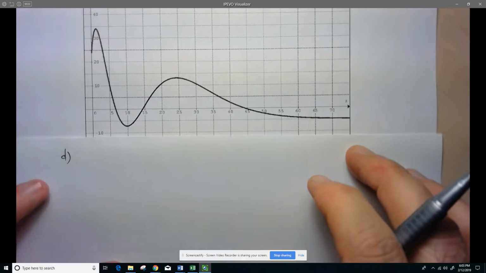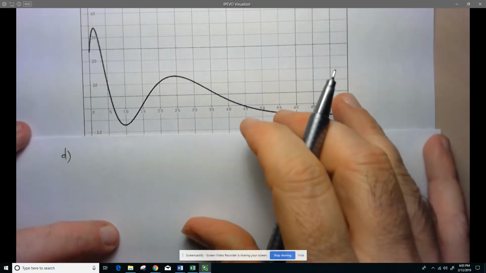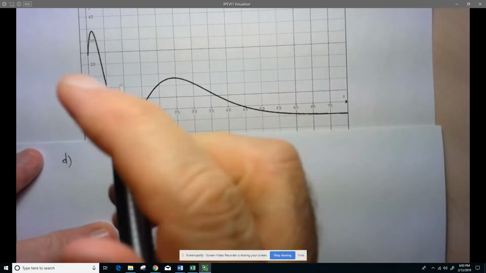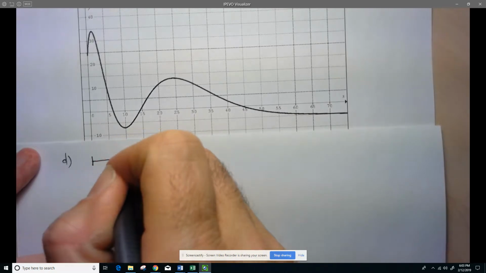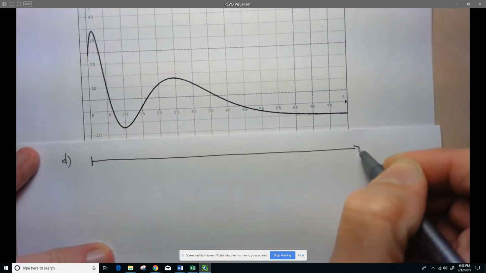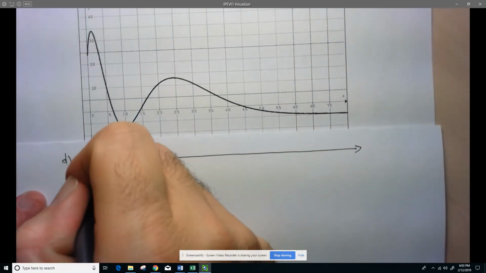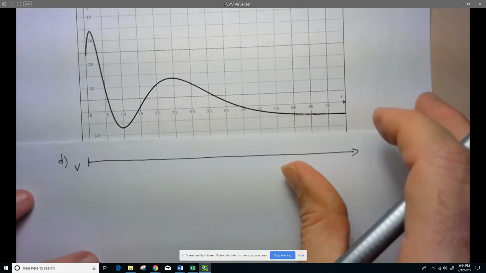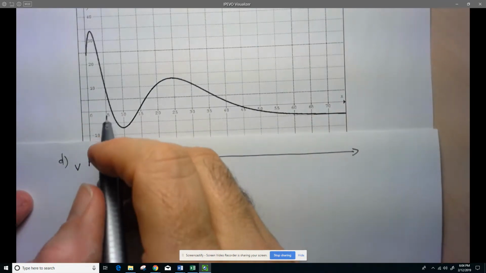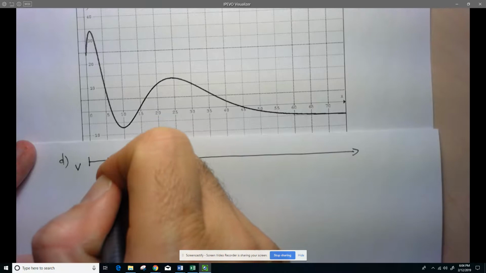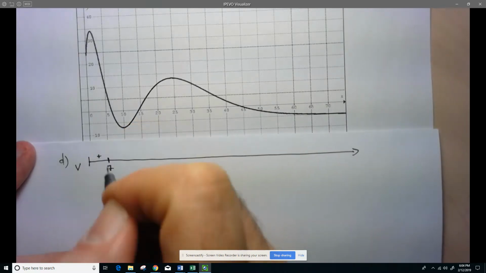I'm going to start with the number line. In fact, I'll use the one that's here. Let's come up with a number line for velocity. We see that the velocity is positive up until 7 seconds. So till 7 seconds it's positive.